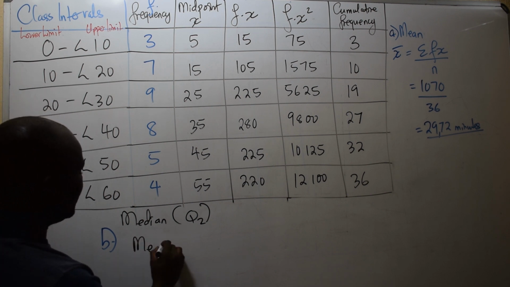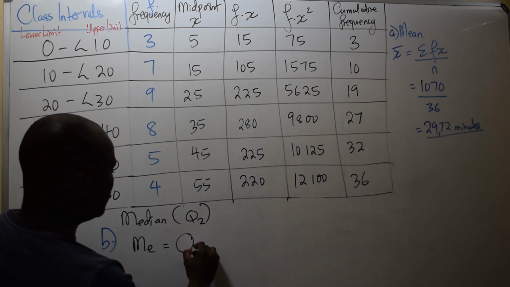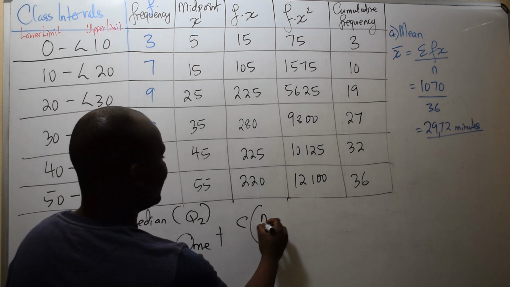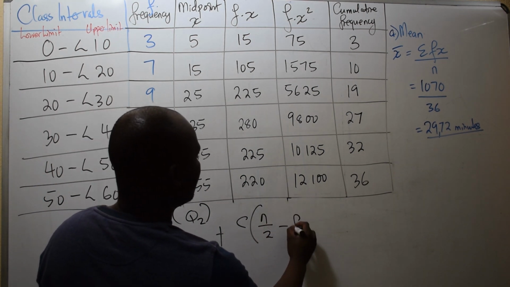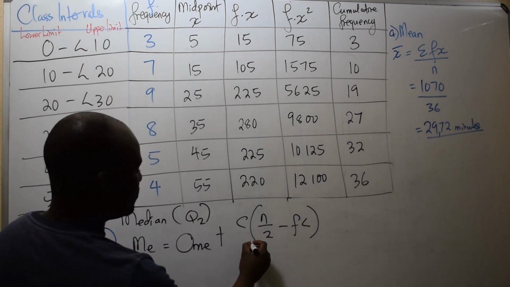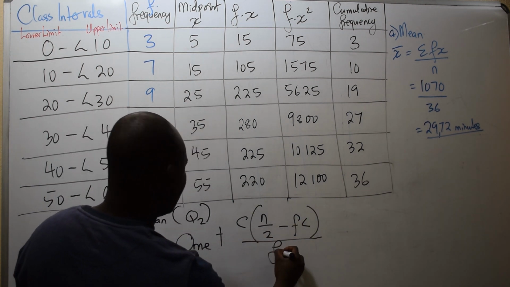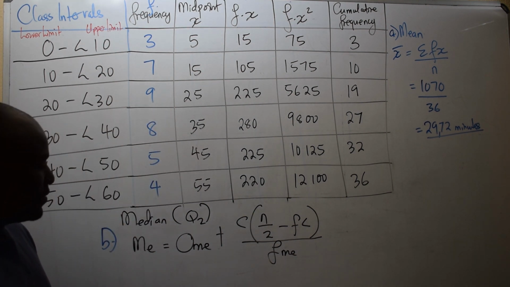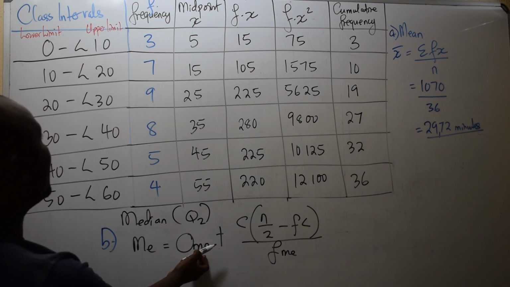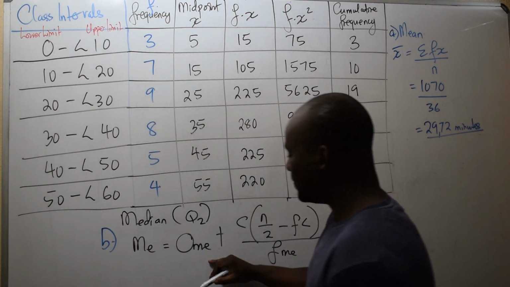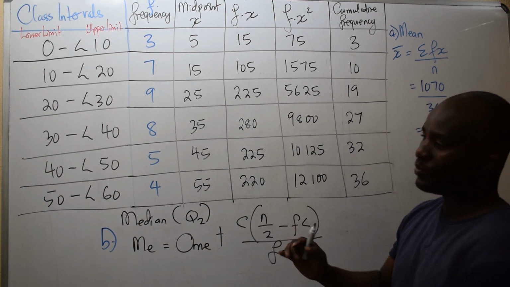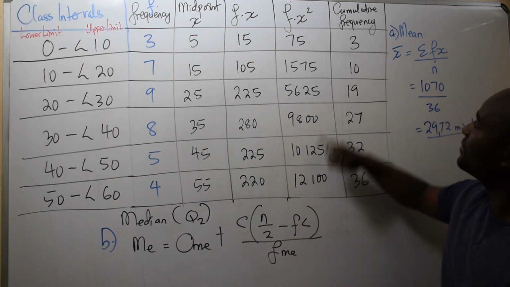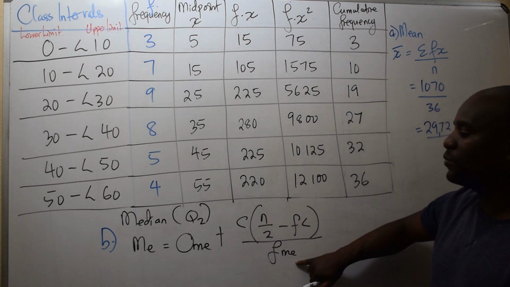So for the median, we're going to say ME equals L plus C in brackets, n divided by 2 minus the cumulative frequency before, divided by the frequency of the median interval. Let me explain this. Like I explained before, L is the lower limit of the median interval. C is the class width. n is the number of observations. And this is the cumulative frequency of the class that comes before the median interval.